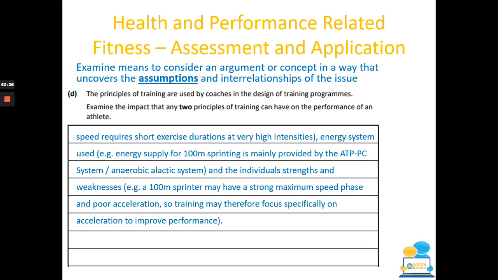So, for example, if we use the example of Usain Bolt here, a 100-meter sprinter may have a strong maximum speed phase. So that was Usain Bolt. Whenever he used to race, he used to get up to really high speeds at about 60 to 70 meters. But his acceleration usually wasn't as good. So again, his training may have focused more on acceleration to improve his performance overall.